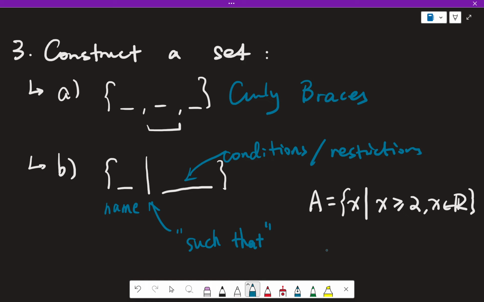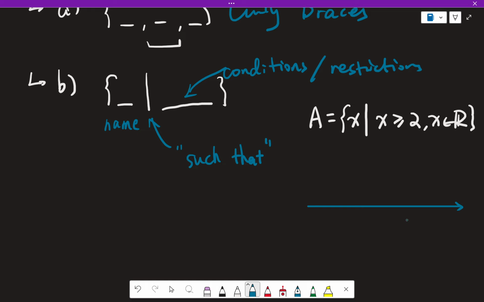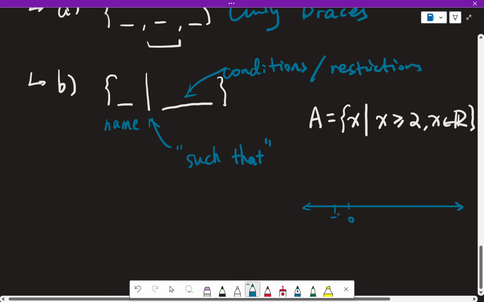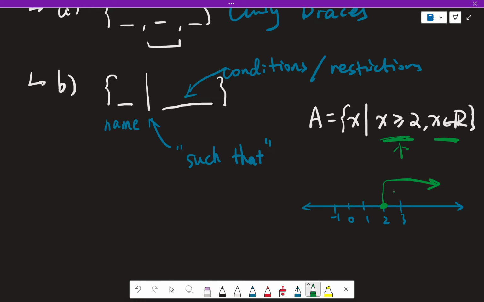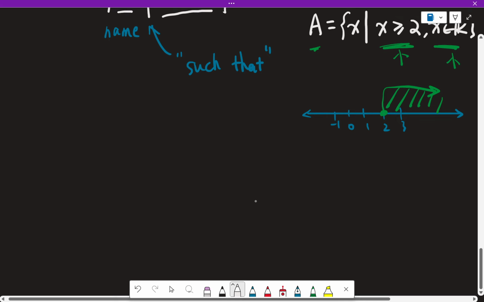So if we put it on a number line, we can easily see which kind of numbers are included in this set. So if here's 0, -1, 1, 2, 3, x is any real number greater than or equal to 2. So any number that is greater than or equal to 2 and is a real number would be included in this set A. So this is an example of the second way of notating a set.